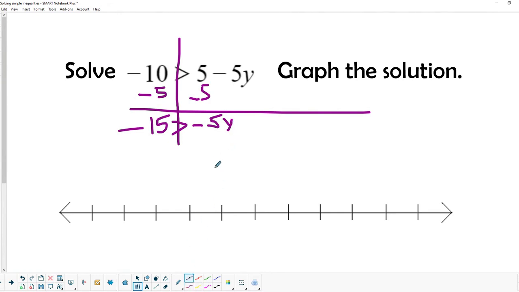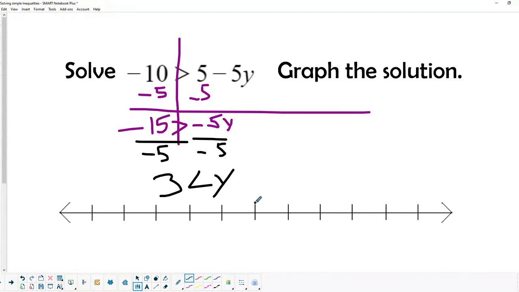Then we're going to divide both sides by negative 5. Negative 15 divided by negative 5 is a positive 3. And we said a few moments ago that if you have to divide by a negative number to solve an inequality, you flip it around. So the inequality symbol goes the other direction. However, as we look at this, what this is saying is that 3 is less than y. Or all the numbers, the unknowns, are bigger than 3.